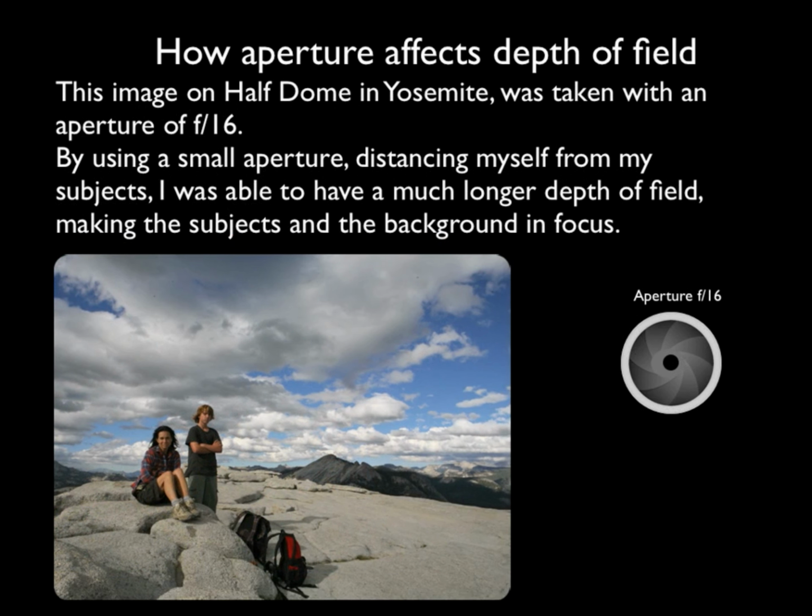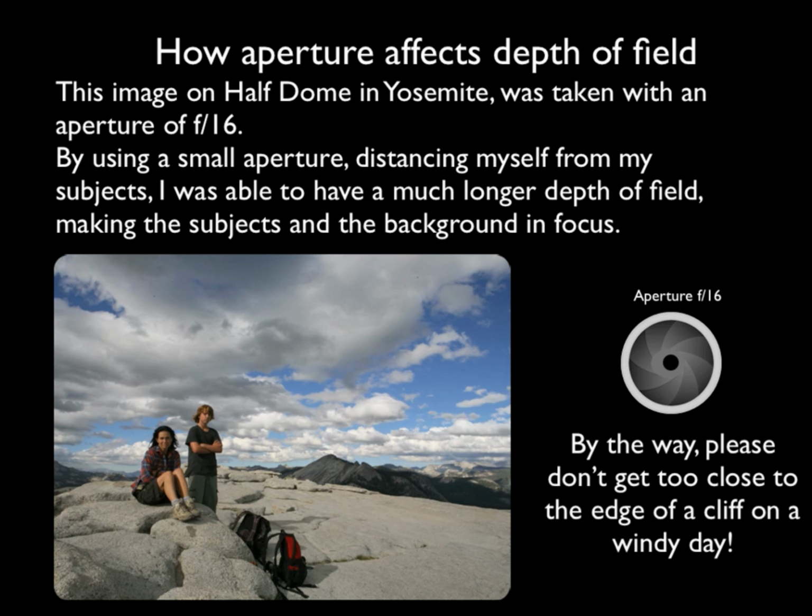This image on Half Dome in Yosemite was taken with an aperture of f16. By using a small aperture, distancing myself from my subjects, I was able to have a much longer depth of field, making the subjects and the background in focus. By the way, please don't get too close to the edge of a cliff on a windy day.